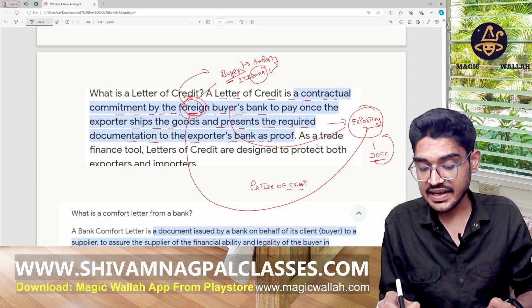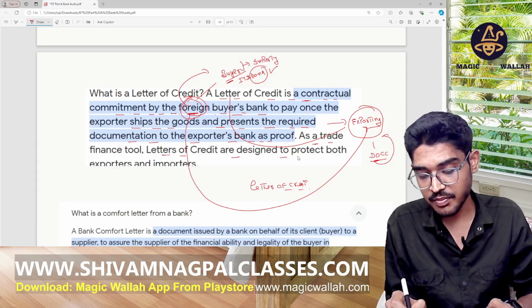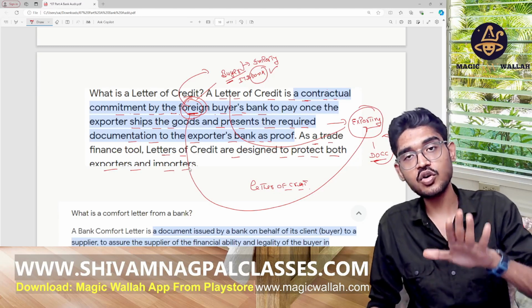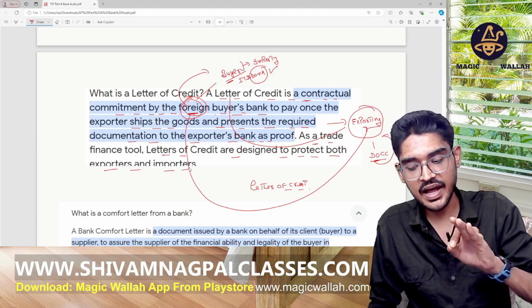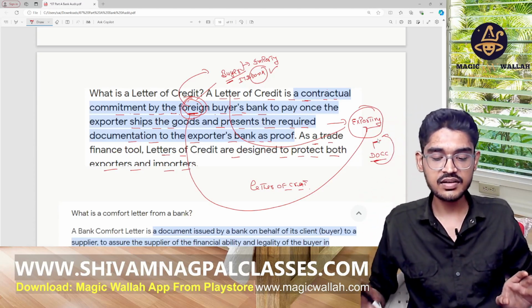Okay, so it is a finance tool. The letter of credit is designed to protect both the exporter and the importer. It's like a guarantee given by the bank on behalf of the Indian buyer. The guarantee given by the Indian bank on behalf of the Indian buyer to the foreign exporter's bank. This is clear. This is a letter of credit.